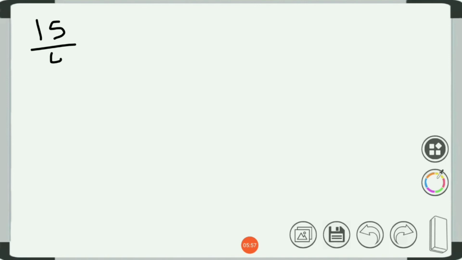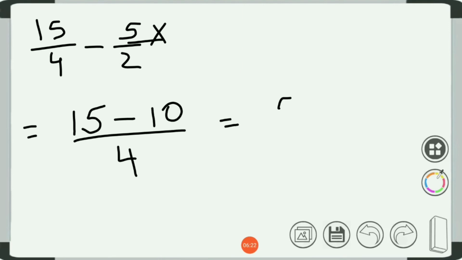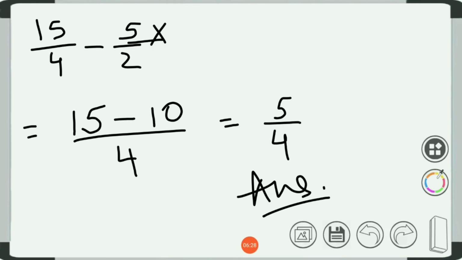15 upon 4 minus 5 upon 2. We also have a common denominator, which is 4, the LCM. 4 goes in 4's table 1 time. Multiply that 1 with the 15. 15 into 1, 15 minus. 4 goes in 2's table 2 times. Multiply that 2 with the 5. 5 into 2, 10. So 15 minus 10 is 5 upon 4. Your answer is 5 upon 4.